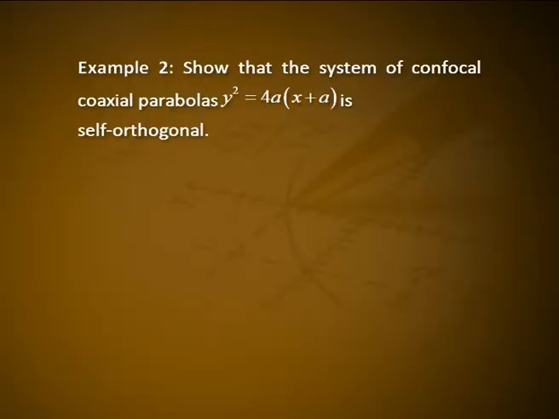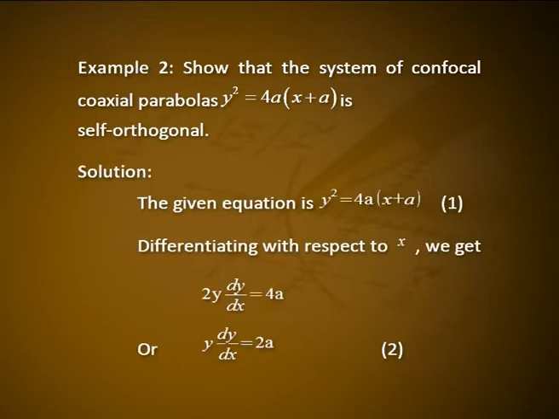Note: if the differential equation of the orthogonal trajectories is same as the differential equation of the given family, we can conclude that the two families are self-orthogonal. Example 2. Show that the system of confocal coaxial parabolas y squared is equal to 4a into (x plus a) is self-orthogonal. The given equation is y squared is equal to 4a into (x plus a).